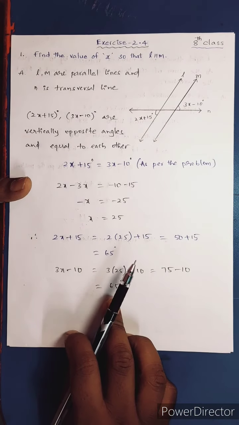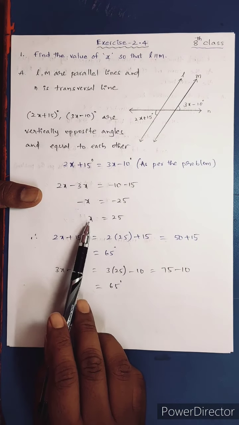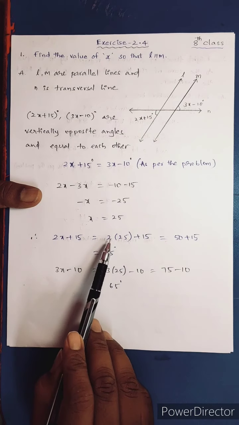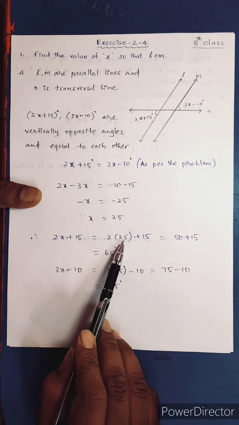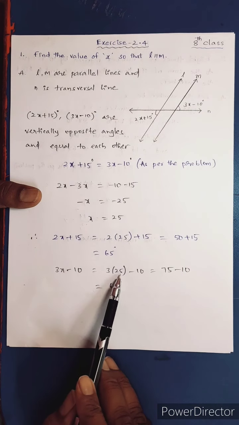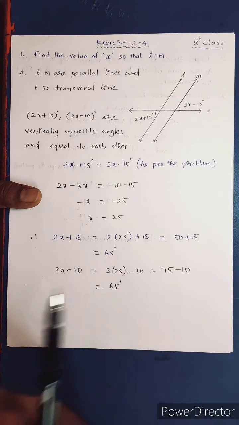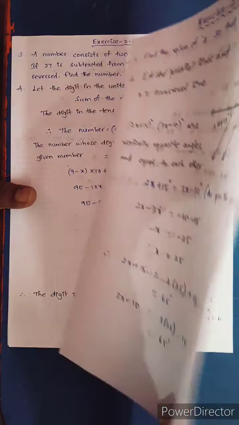Then just I check here, is it right or wrong. 2x plus 15, substitute x as 25: 2 times 25 is 50, plus 15, 65 degrees. 3x minus 10, 3 times 25 is 75, minus 10, 65 degrees. Both are the same. So our answer is correct.